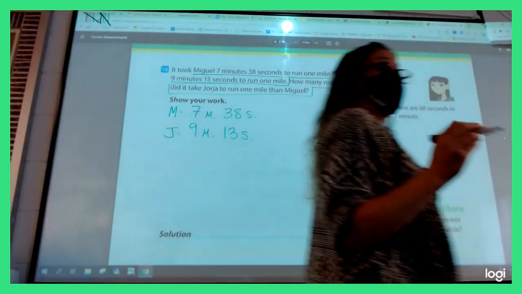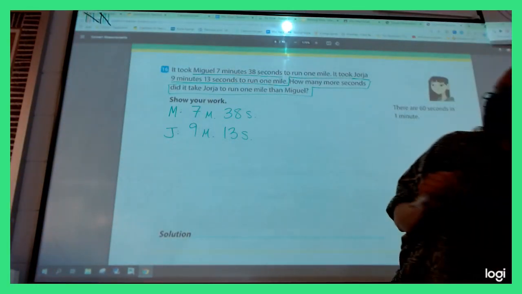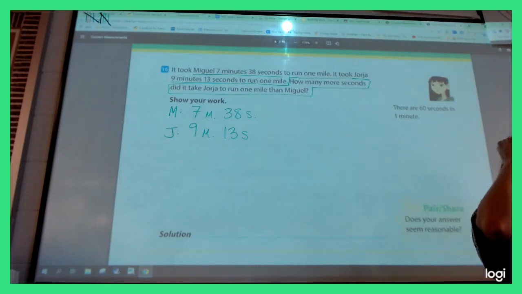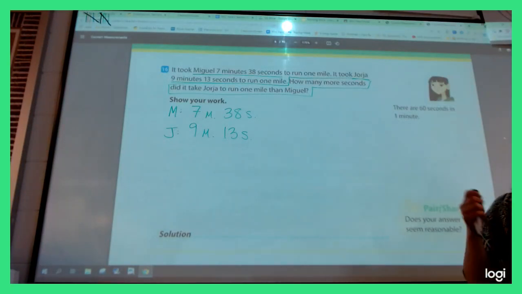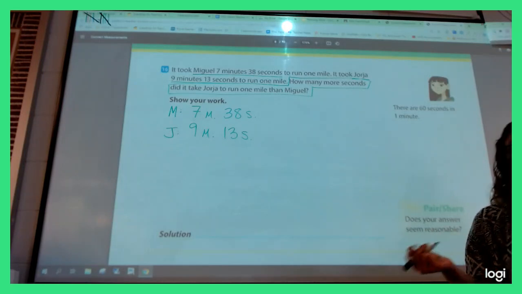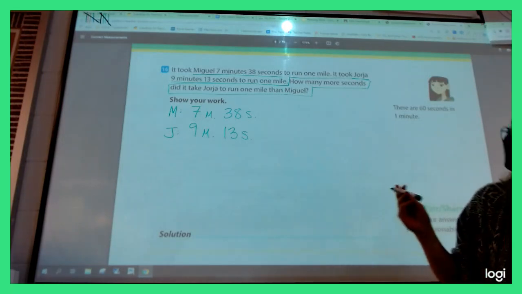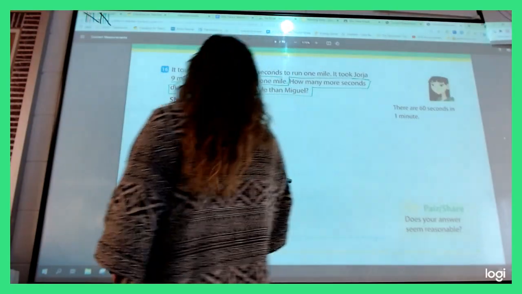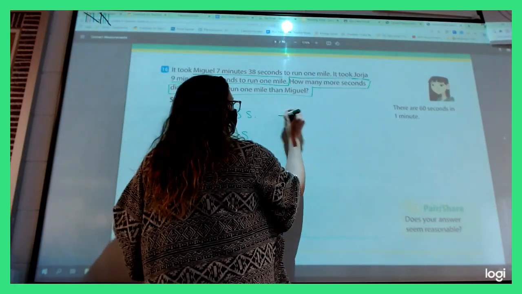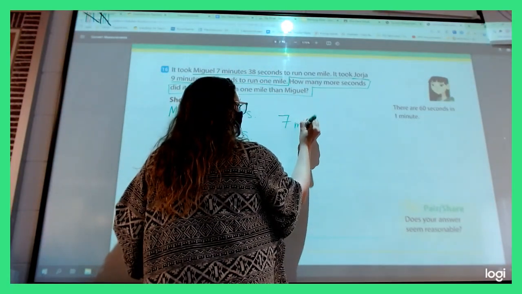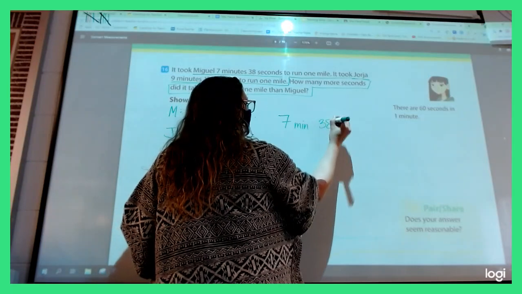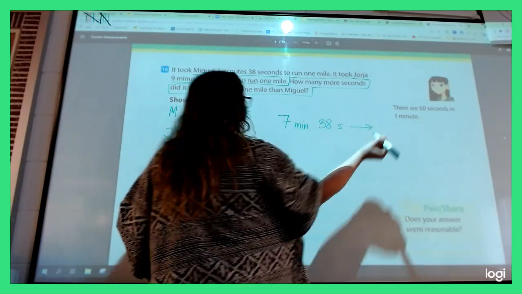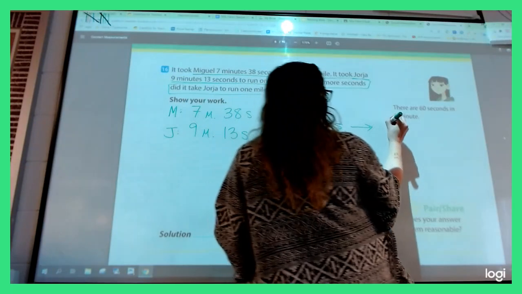So there are a lot of different ways we can solve this problem. We could line them up and subtract. We could think it through with our brains. We could think about a clock and think it through that way. So there's a lot of ways to think it through. I'm just going to show you one way today, okay? So I'm going to think about counting up. Okay, so we're going to start at 7 minutes and 38 seconds. And I'm going to count all the way up until I'm at 9 minutes and 13 seconds.